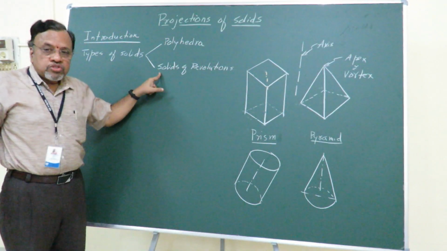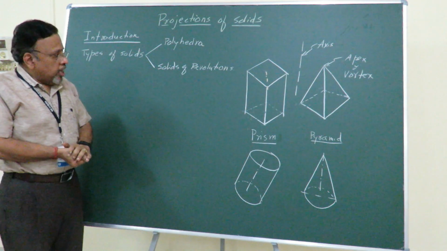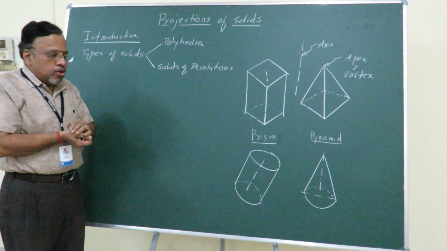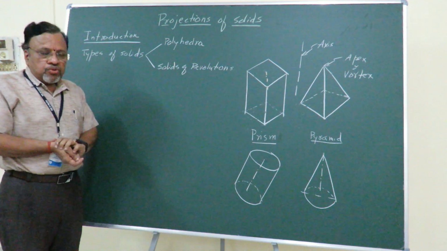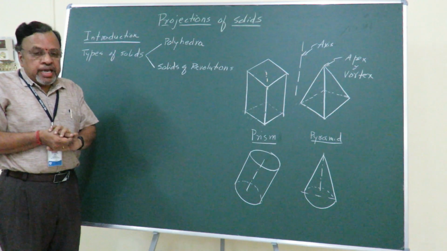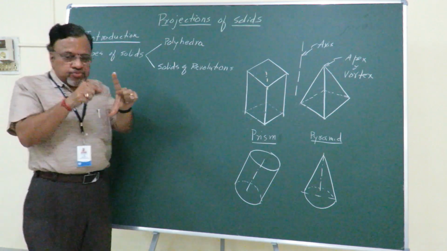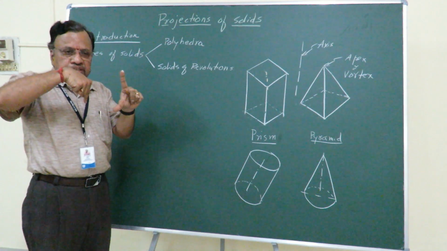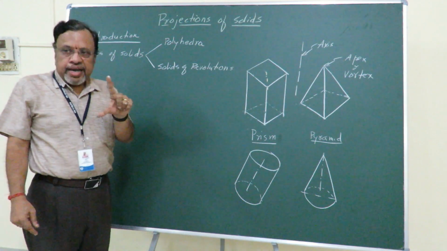Now come to the solids of revolution. As the name indicates, we need to rotate something. In this particular case of solids of revolution, if I consider, let us say, a rectangle, and if I rotate that rectangle about one of its sides by one revolution, then the resulting solid can be considered as a cylinder.